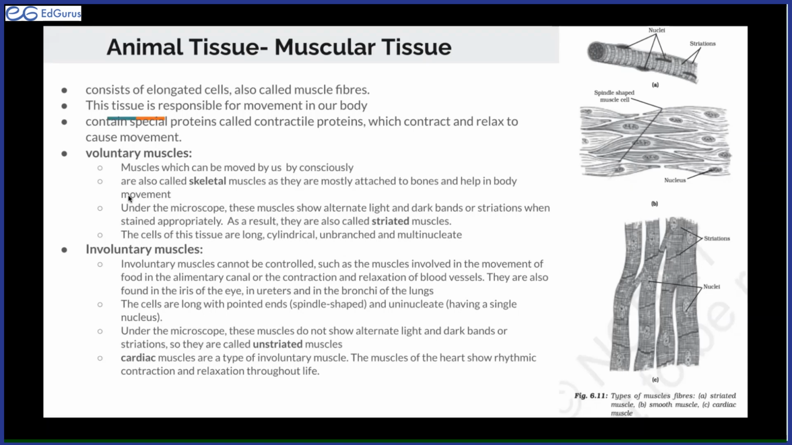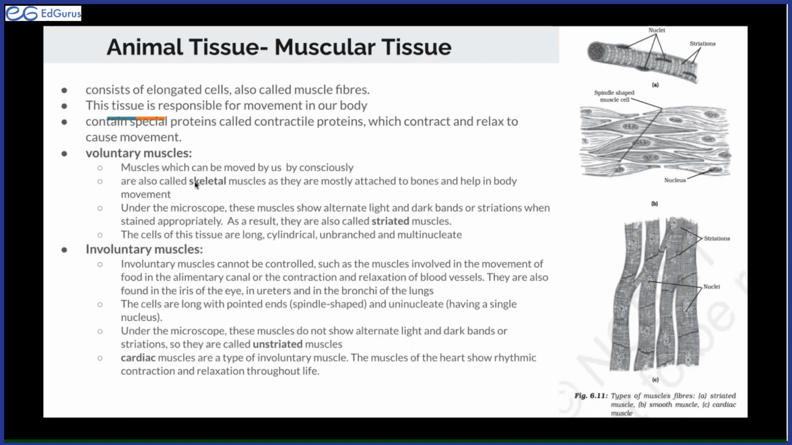Involuntary muscles are muscles that move on their own and that you cannot control the movement of. For example, the muscles in the heart, you can't control them, right? Your heart beats on its own. You are not able to control how fast your heart beats or how slow your heart beats. It happens on its own. So that's the reason the heart muscles are called involuntary muscles, because you cannot control it. But the voluntary muscles like arm, leg, eye, face, etc. are muscles that you can control. That's why they're called voluntary. So that's the basic difference.